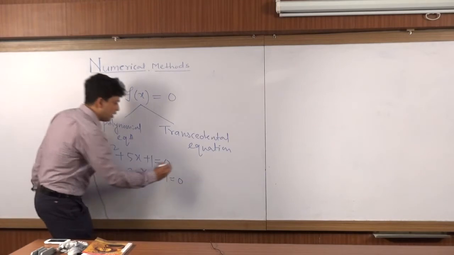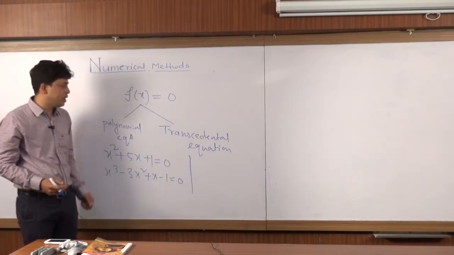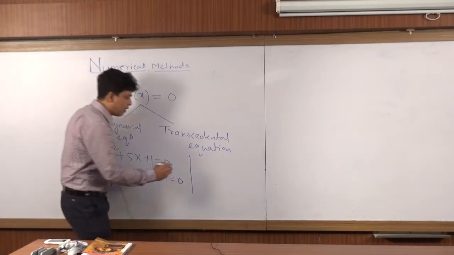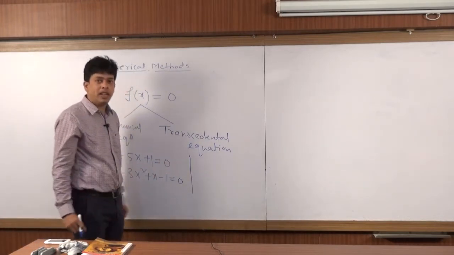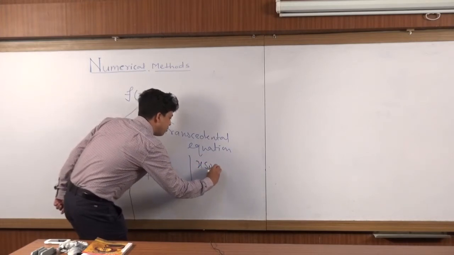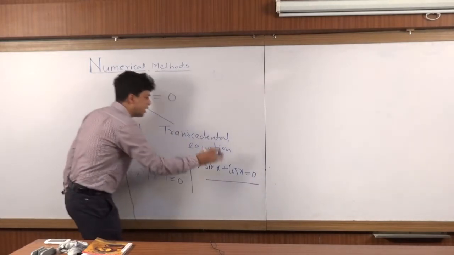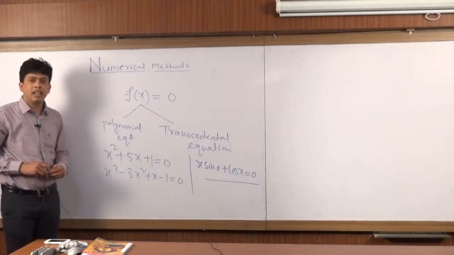And a transcendental equation is an equation which contains a transcendental function. Transcendental functions are like sin x, cos x, e to the power x. If the equation contains such functions, like x sin x plus cos x equal to 0, this type of equation is called a transcendental equation.